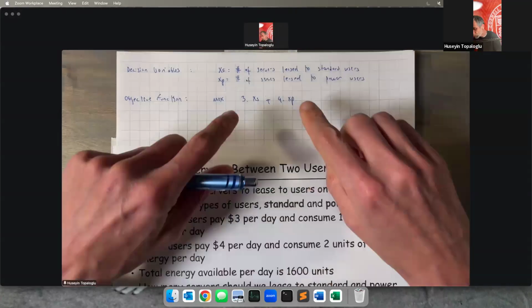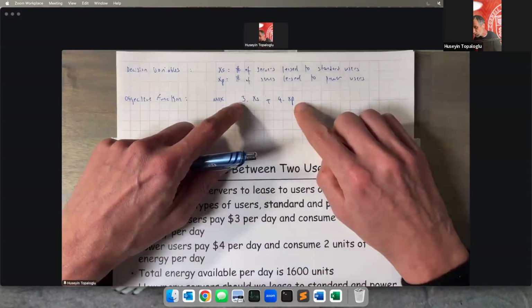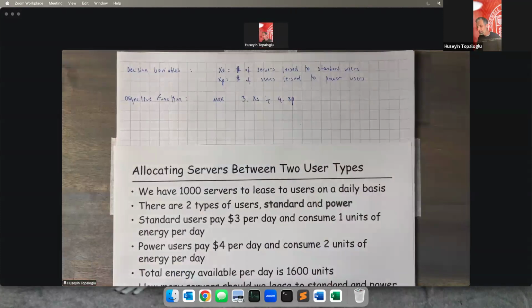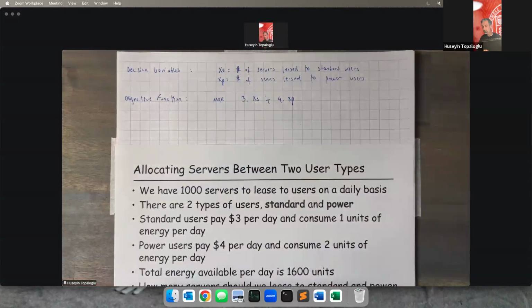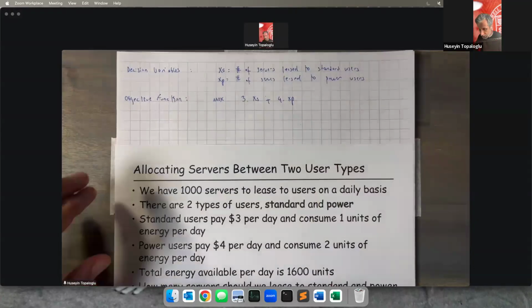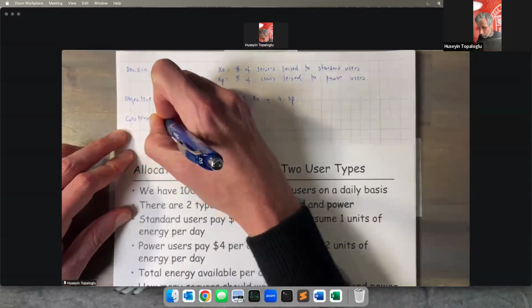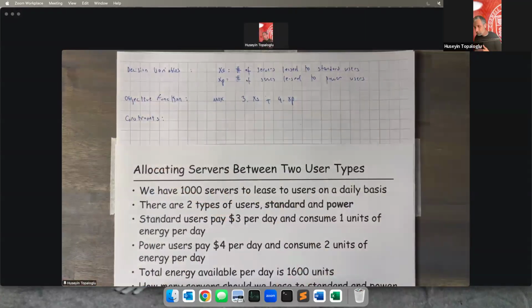Okay, so now we wrote our objective function, which is the revenue per day, only as a function of our decision variables. So now we specified our objective function. The next thing we think about is how do we specify our constraints? Constraints are the limits on the decisions that we can take.